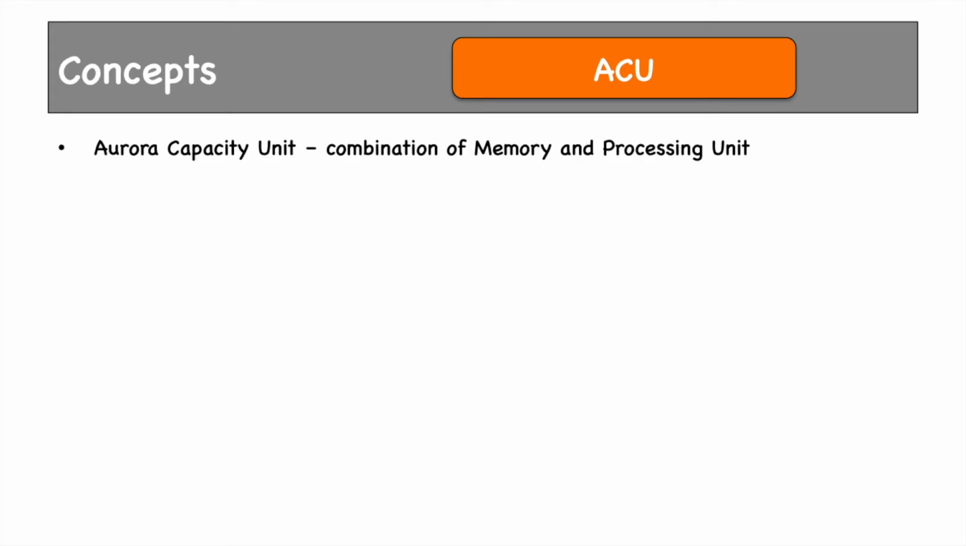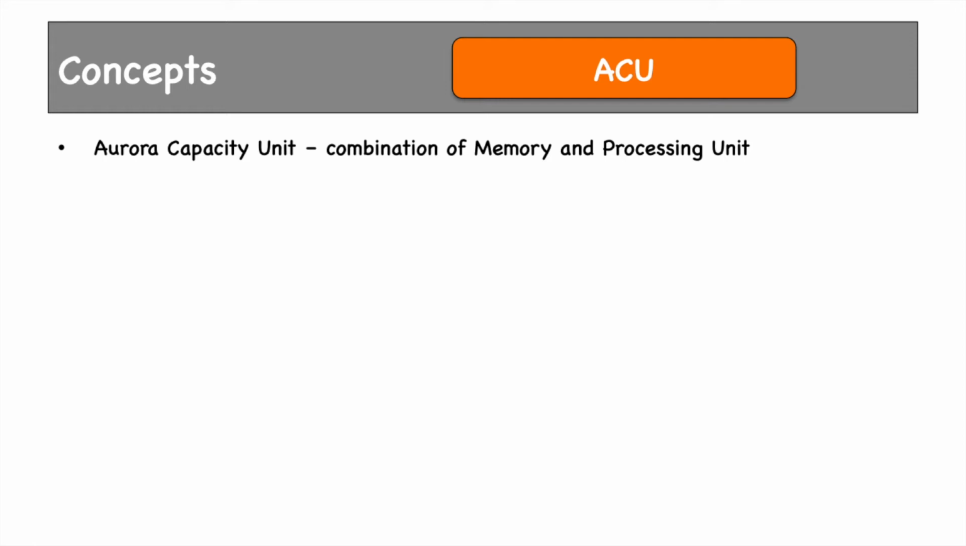Now, AWS Aurora Serverless has something called Aurora Capacity Unit. Aurora Capacity Unit is a combination of memory and processing unit, similar to Lambda. So, when we created a Lambda function, we had to provision the memory, and the CPU was proportional to the amount of memory.